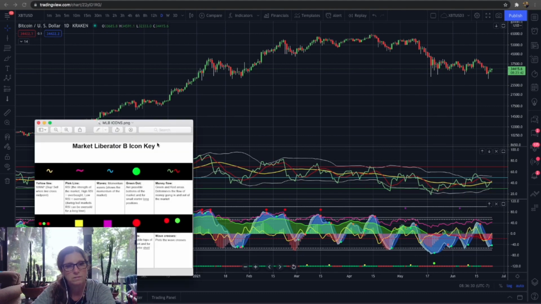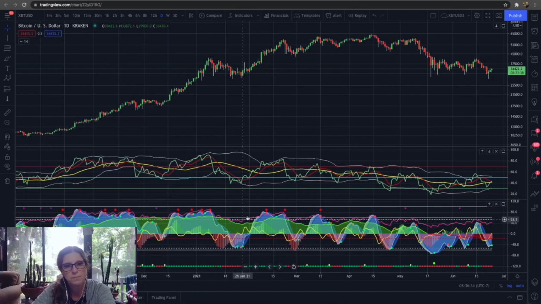The pink line that you see up above here is the RSI. Now I usually turn this off because I use the TDI and the Cypher in conjunction with each other. And the TDI, this green line right here, is the RSI.